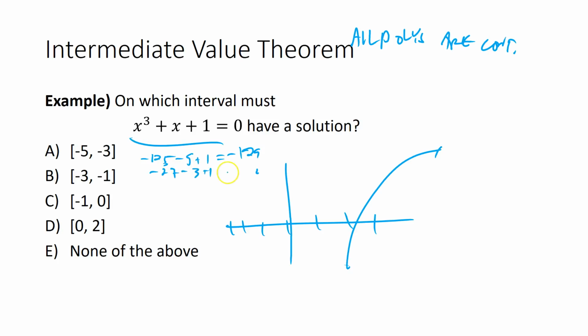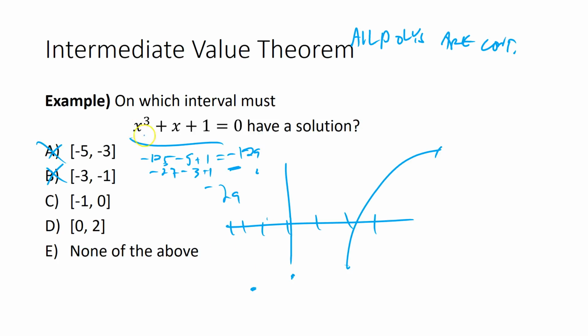You plug in -3, you get -27, -3 plus 1. That's also a negative number. Okay, so we have two negative numbers. That doesn't help us, right? So from -5 to -3 would have two negatives, not guaranteed to go through 0. It could, but the Intermediate Value Theorem doesn't guarantee it. So -3 gave us -29. If you plug in -1, you get -1 minus 1 is -2, plus 1, still negative. Okay, so that one's no good. A was no good, B was no good.